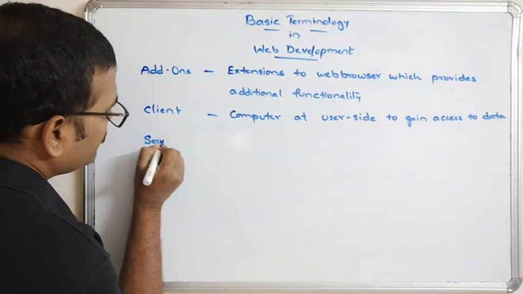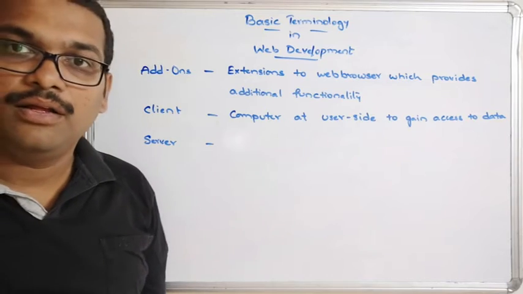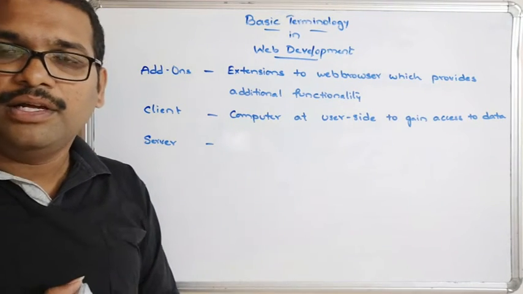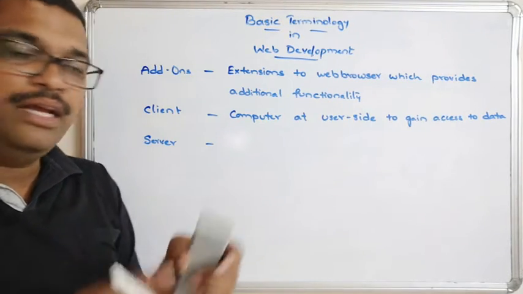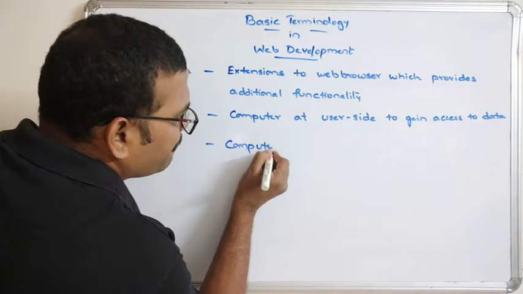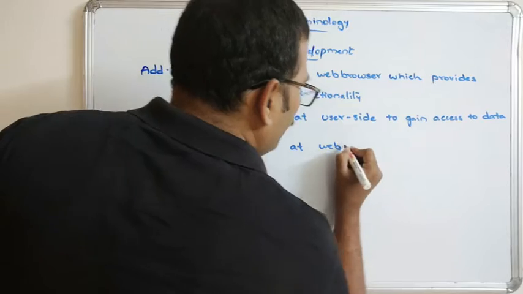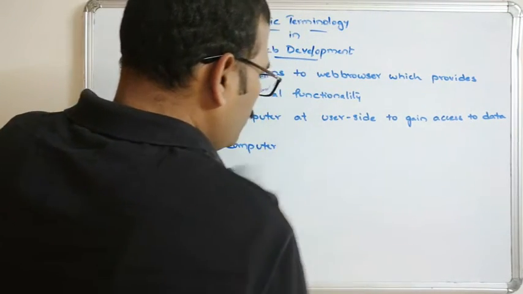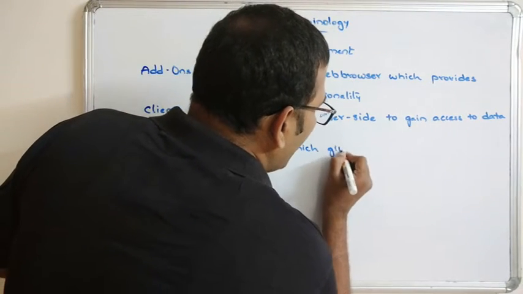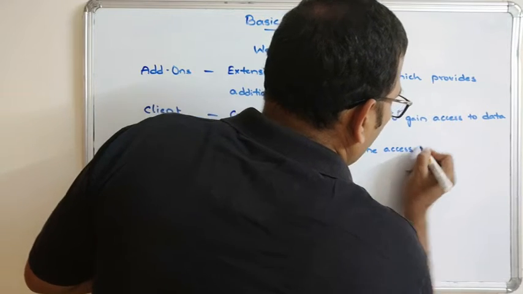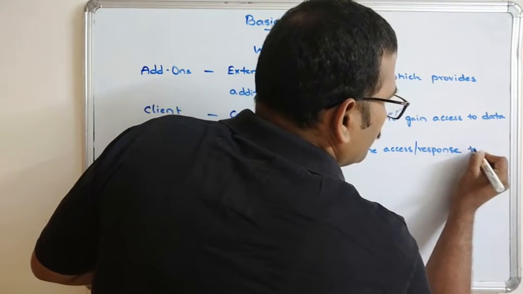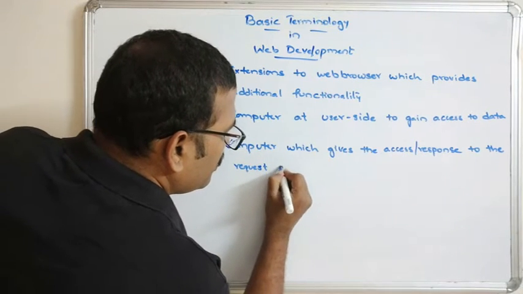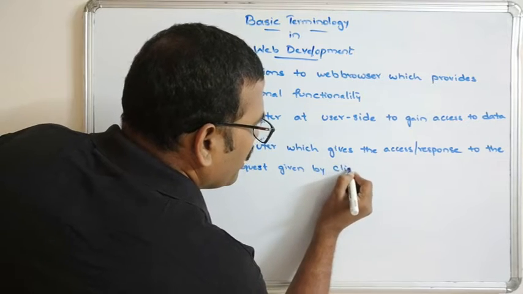The next one, server. A server is also a computer, similar to our web server we just saw. A web server is a computer with a high-end configuration, and similarly the server is also a computer with a high-end configuration, at the server side, which gives the access or response to the request given by the client.